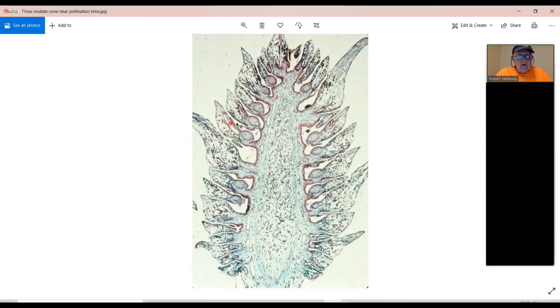And you might recognize these are the wings on a pine seed. Some of them are through the middle and you can see the whole wing, and others are not. But what you're looking at down here is a seed, or the ovule that becomes a seed. Now that is the female cone.